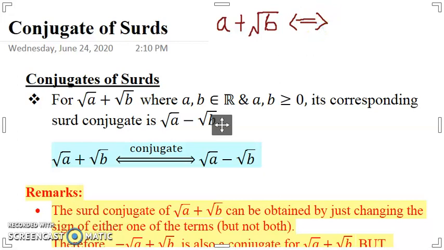is similar to what you happen to encounter in complex numbers. The idea is just as simple as you change the sign on the part with square roots. So therefore, if a plus square root of b, the corresponding conjugate will be a minus square root of b.